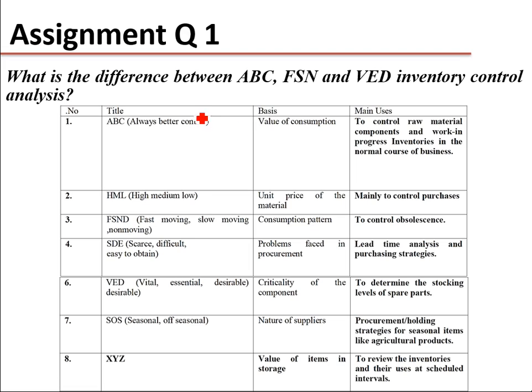And then we have the difference between ABC, FSN, and VED inventory. This I have already discussed in detail in the previous video. You can go to that video and see all these things in detail.